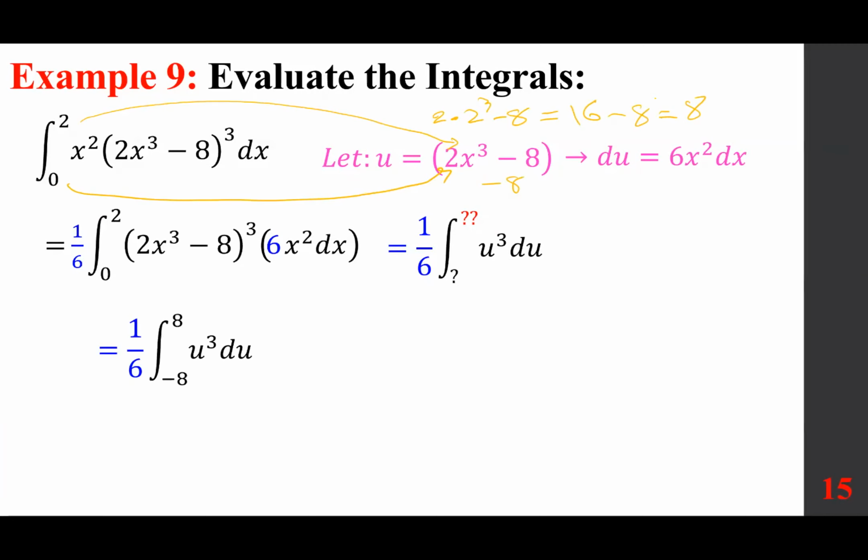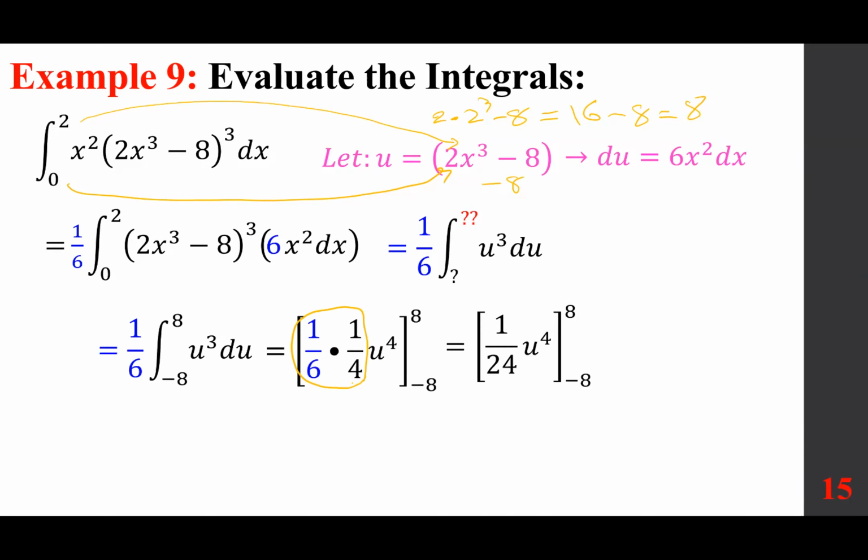The integral of u cubed is 1/4 u to the power of 4. The 1/6 outside doesn't go away. Their product is 1/24 u to the power of 4, evaluated from negative 8 to positive 8. If I want to go back to the original variable, I can replace the u with 2x cubed minus 8, and the limits are the original limits of 0 to 2.